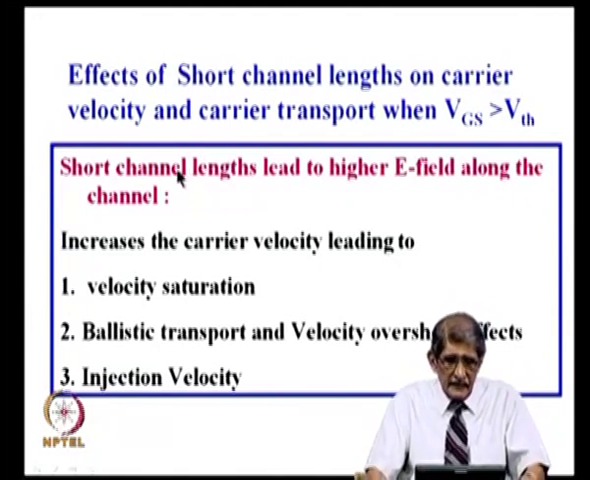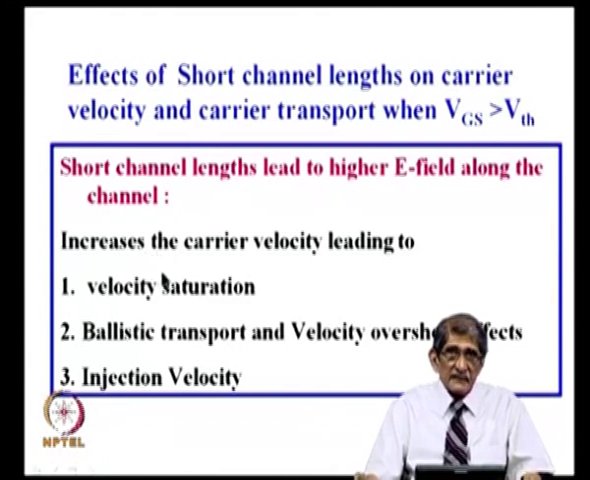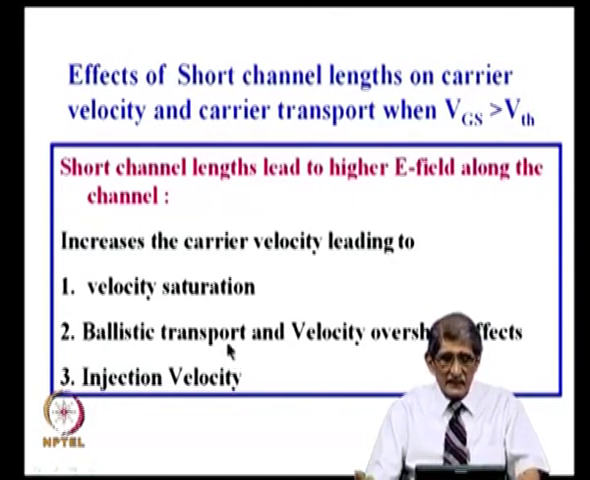The three aspects which we will be discussing: one is the velocity saturation effect on the drain current, and then a quick look at the implication of ballistic transport and velocity overshoot effect, whether we should worry about that. For silicon, we will see how important the velocity overshoot is. Then we will also discuss injection velocity, which is ultimately the one which controls the drain current in short channel devices.